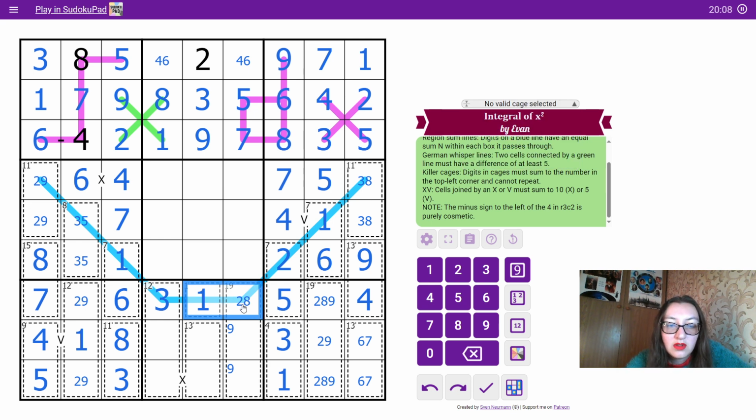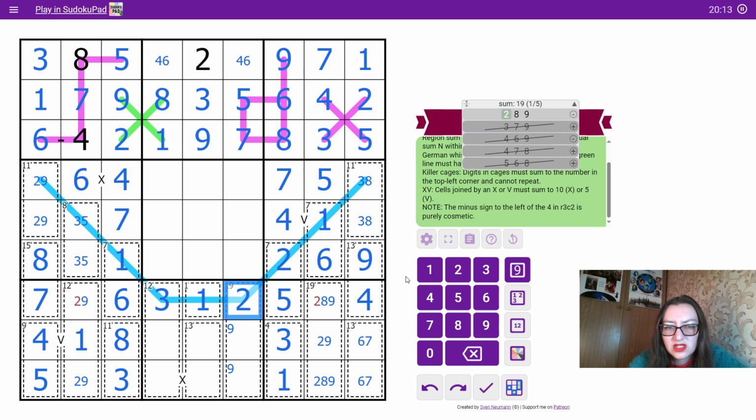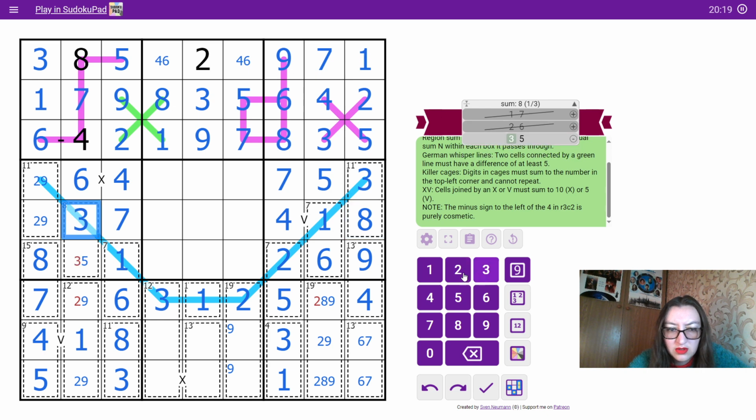9, 12. So this has to add up to 6, right? That's the logic. Otherwise, it doesn't work. So that's 3, and that is... Wait, what? Yes. So it's 1, 2, 3, triple everywhere.